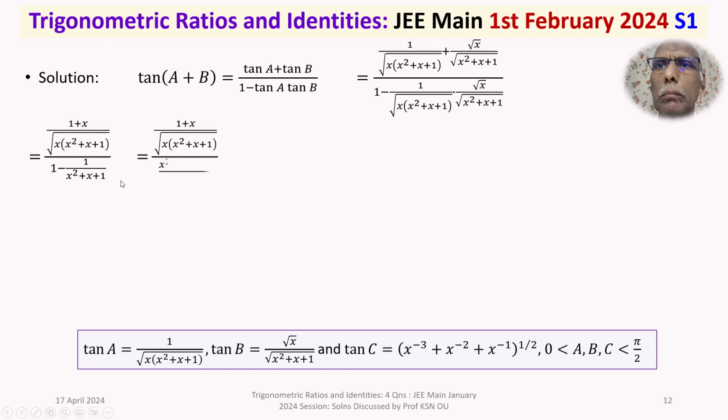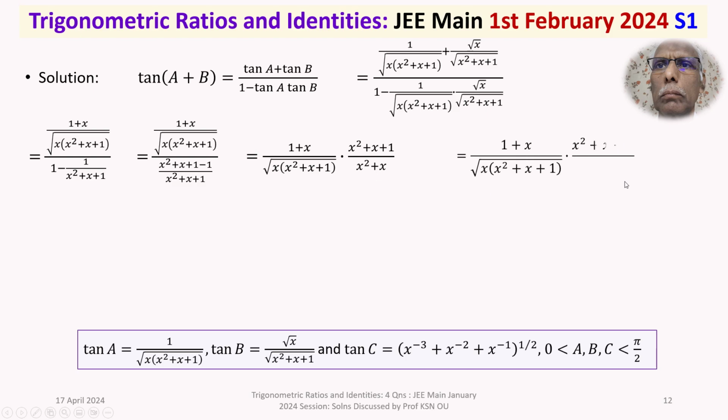So if you take the LCM, x square plus x plus 1 minus 1 by x square plus x plus 1. 1 cancels. Then this will be a by b by c by d. We normally write is a by b multiplied by d by c. So like this. And x square plus x is x into 1 plus x. 1 plus x cancels. X will remain here. Right. So that is written here.